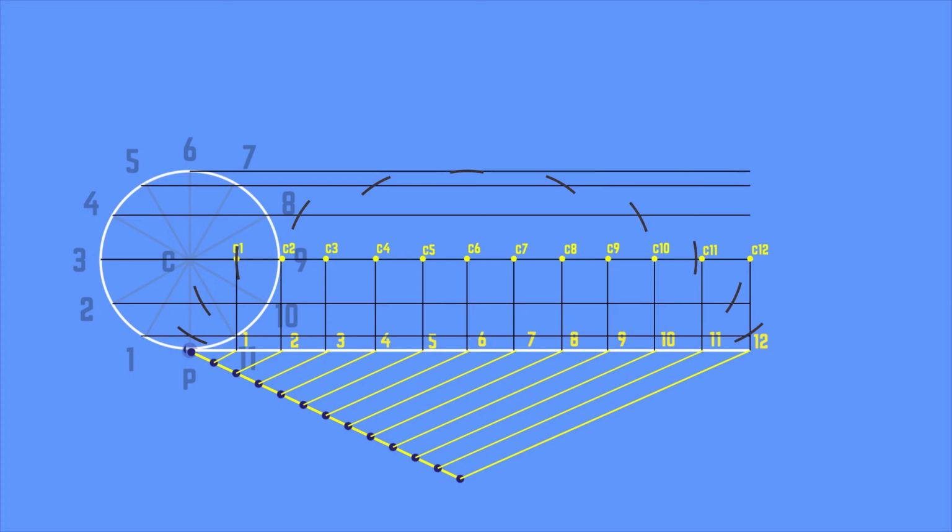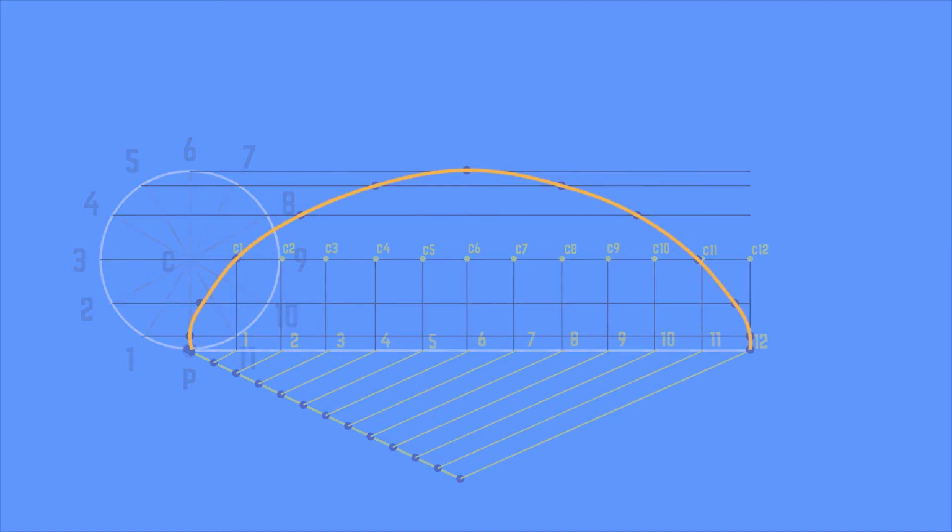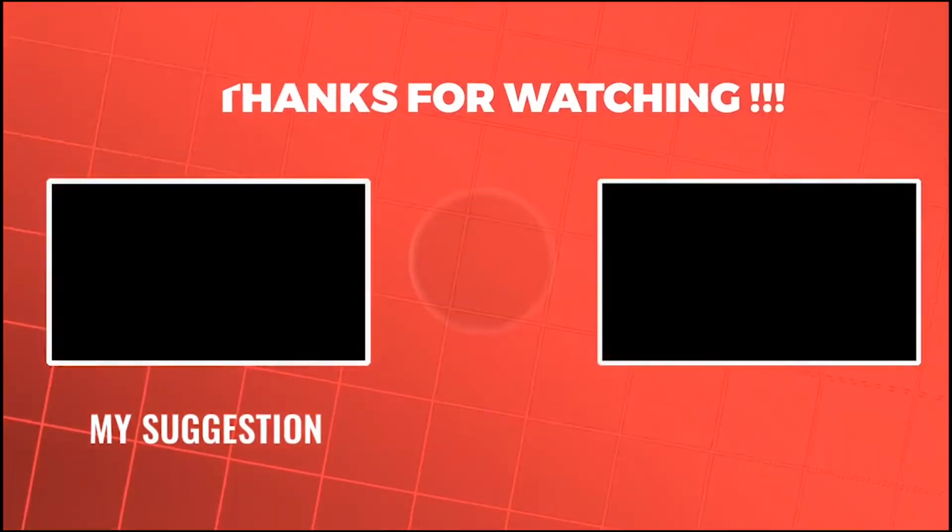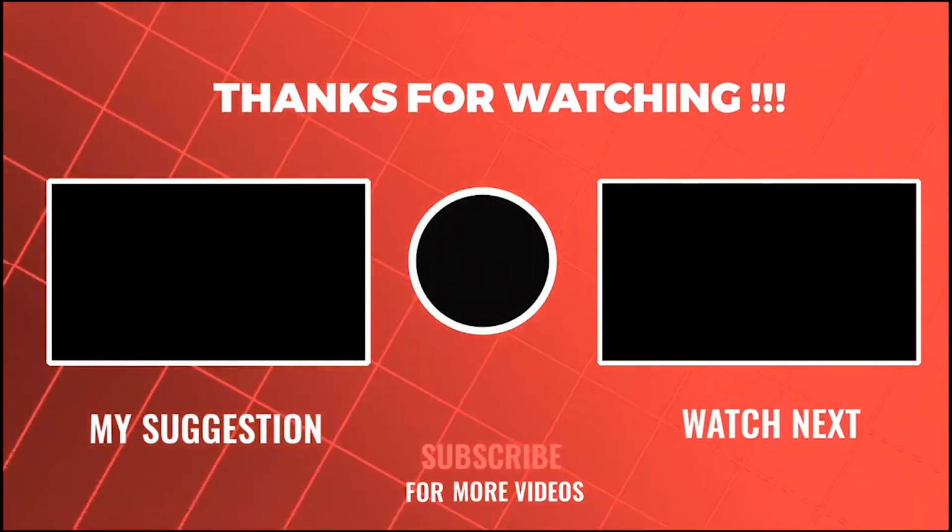Step 5. Now locate all the points where the arcs cut the lines. Finally, draw a smooth curve through the points. Hence the cycloid will be generated from the circle. That's it guys. This is the explanation of how to draw a cycloid.